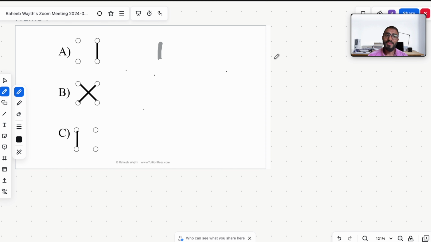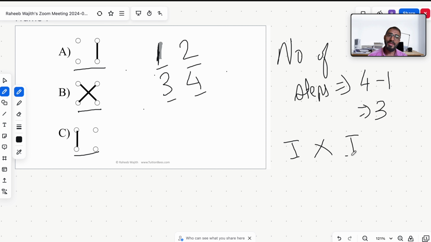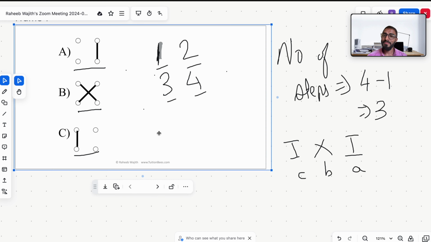So imagine these are the 4 numbers, 12 and 34. So how many digits do we have here? 4 digits, right? So the number of steps will be the total number of digits, that is 4 minus 1, which will be 3. So these are the 3 steps: I, X and I. Yes, this is step number A, step number B and step number C. I'll explain in detail about these steps here.